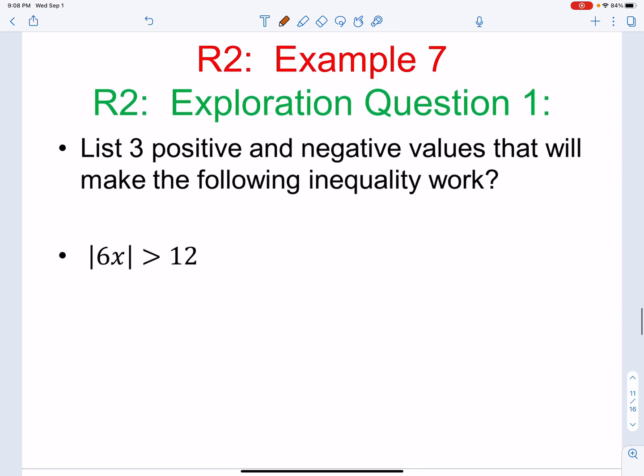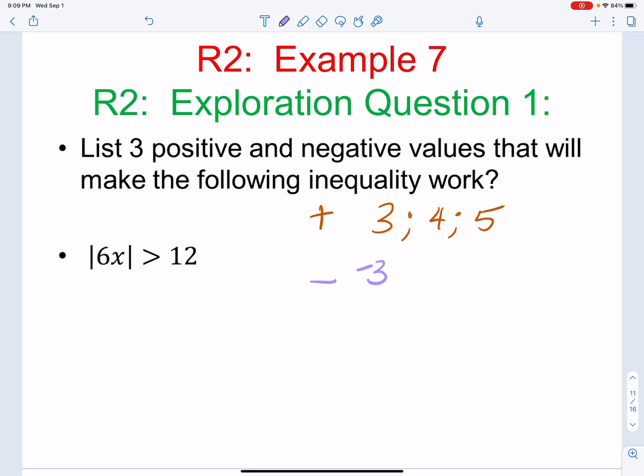All right. So it says list 3 positive numbers and 3 negative numbers that would work. And so I'm just going to give them to you, and think about that. So if you think about it, greater than 12, if I list positives, wouldn't 3 work because 18, and wouldn't 4 work, and wouldn't 5 work, okay? But if I look at negative numbers, right, I want it to be greater than 12. I think the same answers would work, right? Negative 3 would be a negative 18. And then if I take the absolute value, it would be positive.